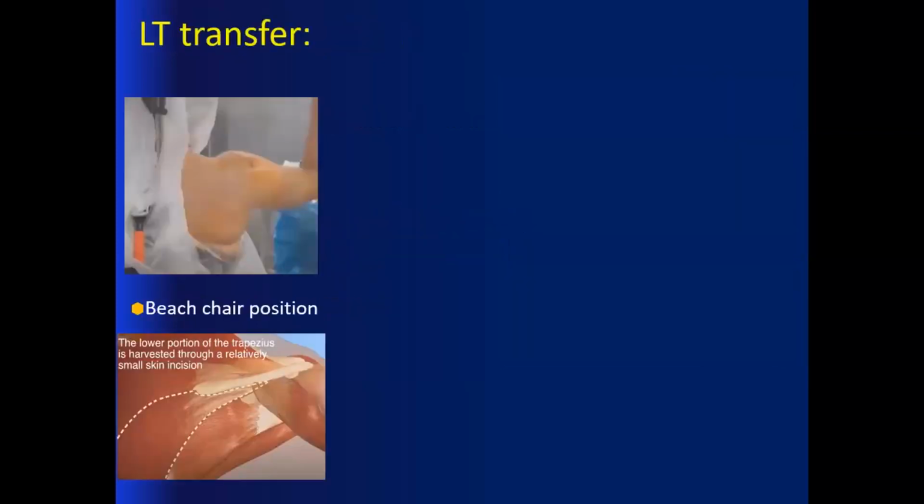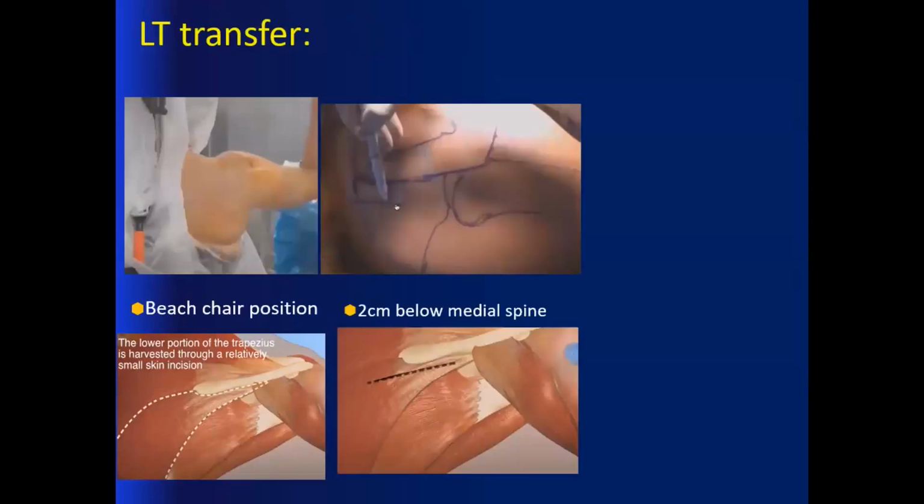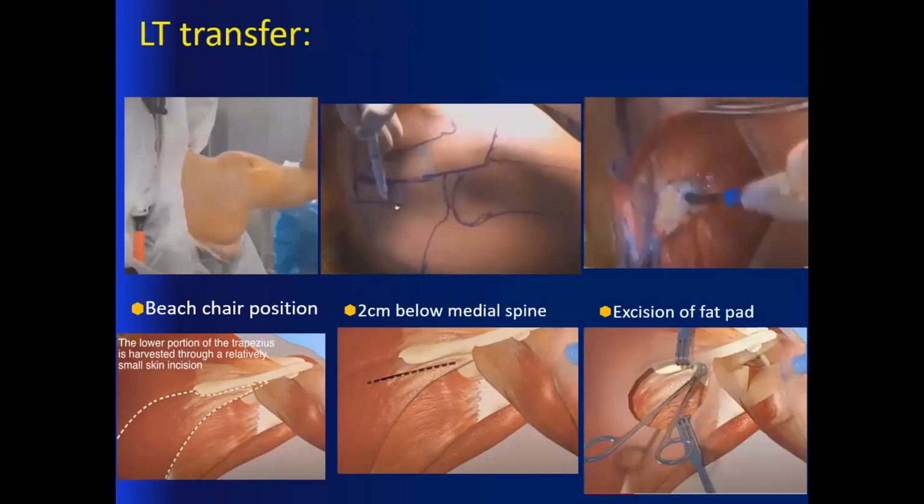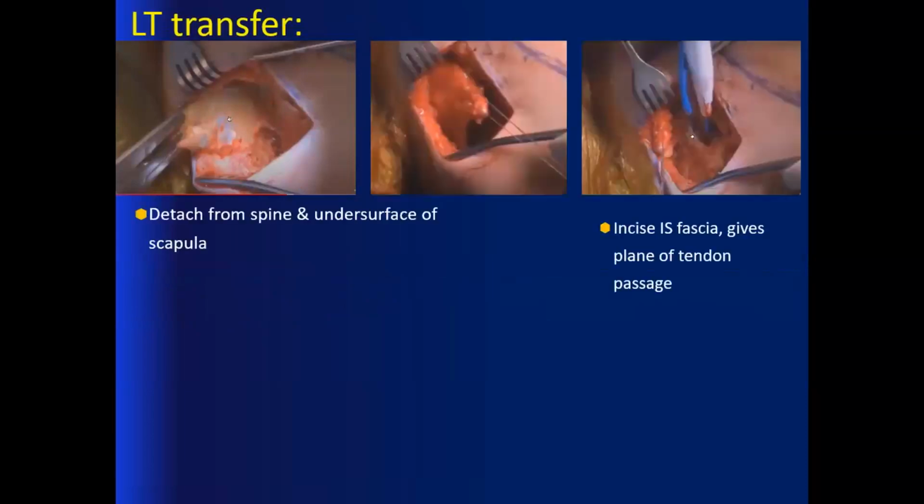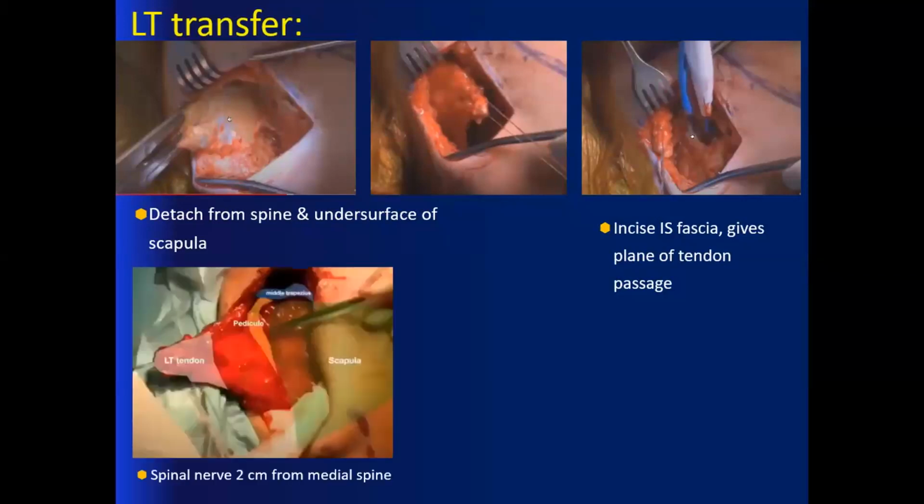Coming to the surgical technique, first, in beach chair position, we have to make a small incision just 2 centimeters below the medial spine of the scapula. After which, we have to excise the fat pad over it, where we are able to find the tendon of the lower trapezius, and we have to detach the tendon from the spine and also the undersurface of the scapula, and we have to look for the excursion of the lower trapezius muscle. And after which, we have to incise the infraspinatus fossa, which gives the plane of tendon passage just beneath the lower trapezius.